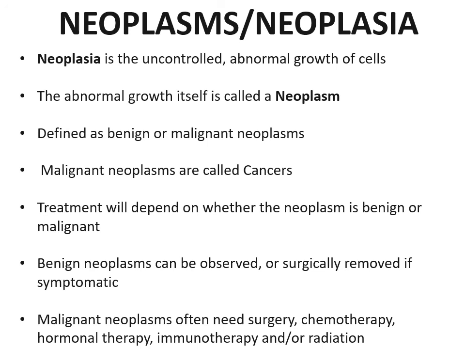Okay, so malignant neoplasms often need a combination of surgery to remove the neoplasm, sometimes chemotherapy, and other forms of therapy such as radiation. We use another form called immunotherapy that you're going to hear about. And even in certain cancers, such as breast cancers or prostate cancers, we use agents that block the hormones from continuing to stimulate the breast or the prostate. So hormonal therapy as well.